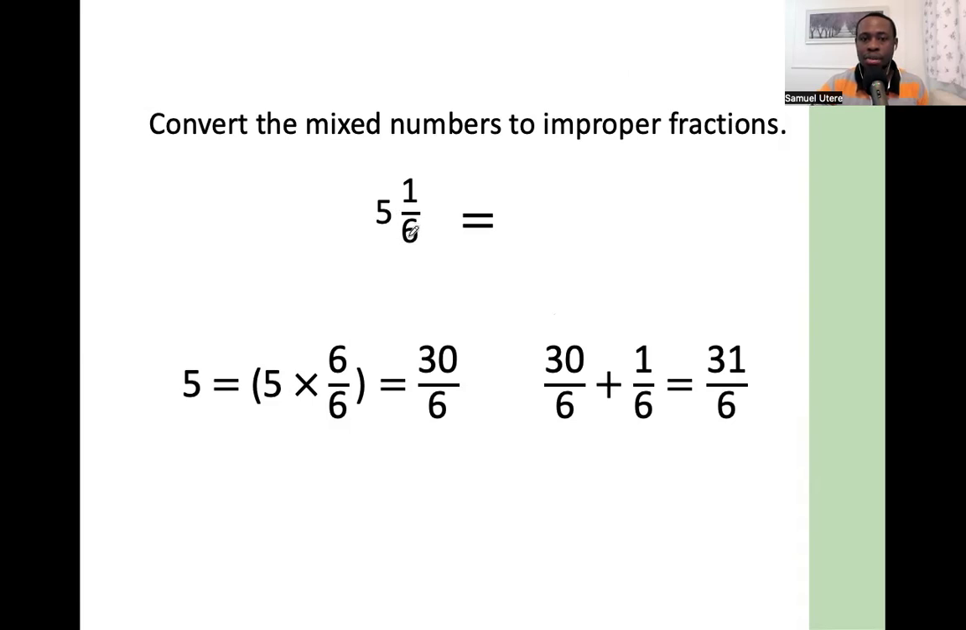So you take the denominator, you multiply it by the whole, and you add the numerator. So very quickly, 5 times 6 is 30. 30 plus 1 is 31 over 6. So that is a really quick way of doing it.